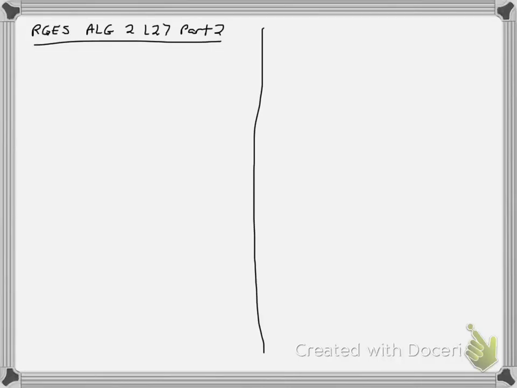Well, welcome to RGES Algebra 2, Lesson 27, Part 2. We're continuing on with the lesson. This will be much shorter, but we're going to introduce the concepts for 8.6 when you're working on addition and subtraction of radicals.